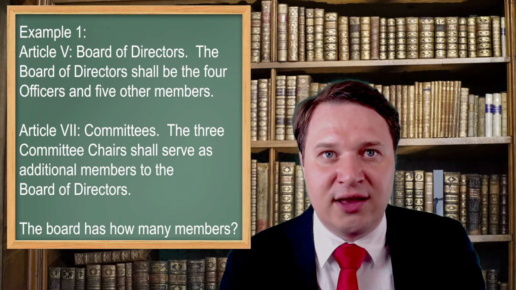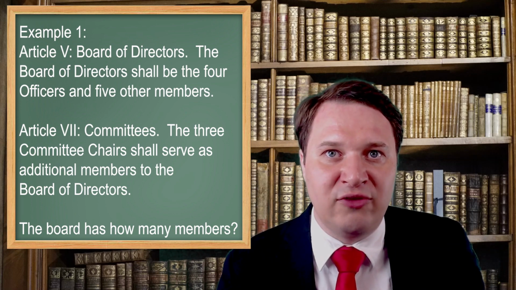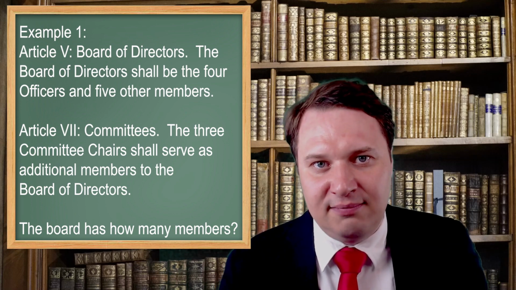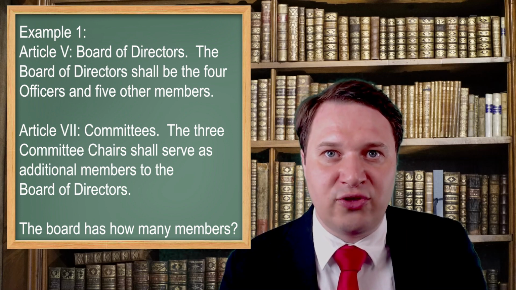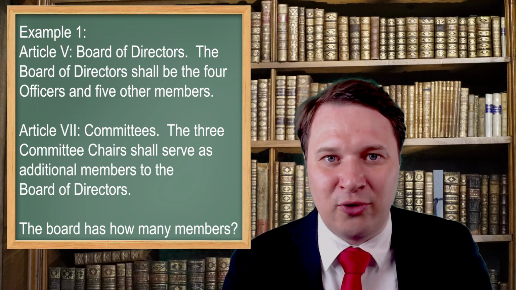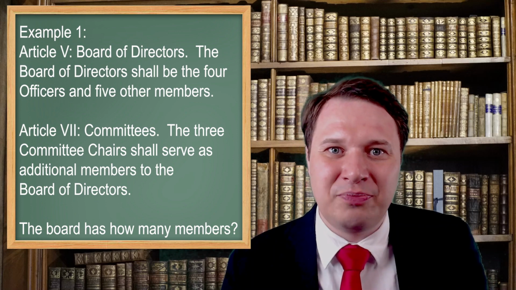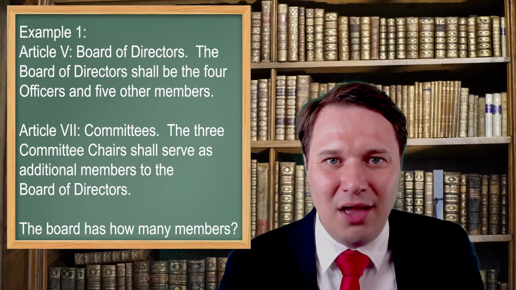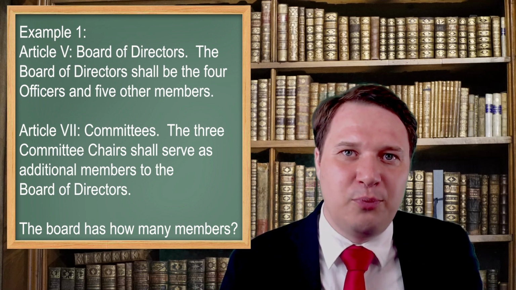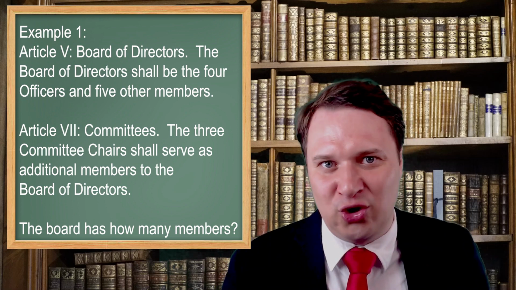And because if we look at the first sentence, the Board of Directors shall be the 4 officers and 5 other members, the answer is 9. But if you look at the second sentence, the 3 committee chairs shall serve as additional members to the Board of Directors, then the answer is 12. So which is it, 9 or 12? What do you think? Well, it's quite clear that the problematic word is this word additional.